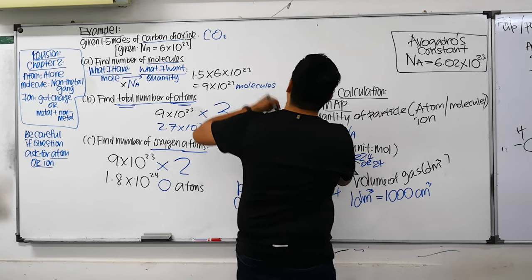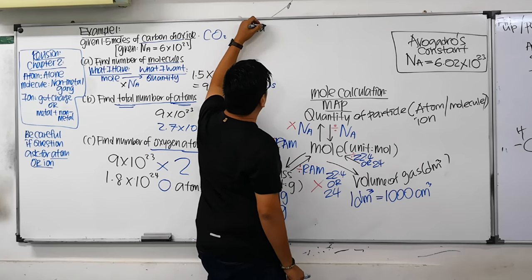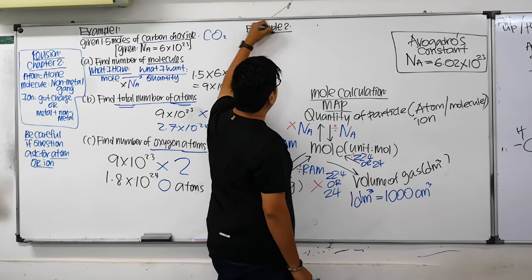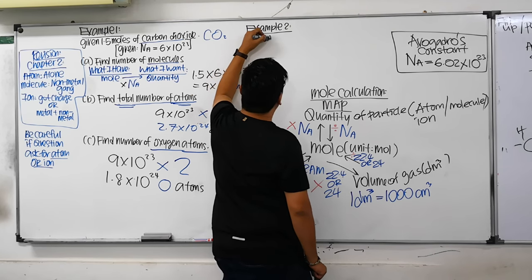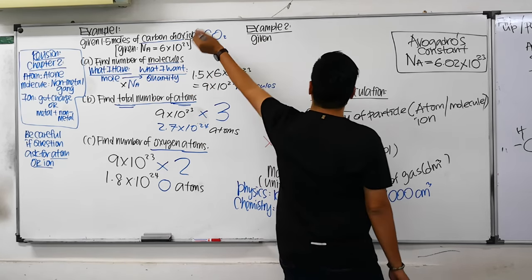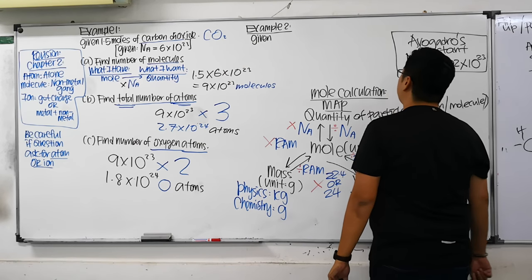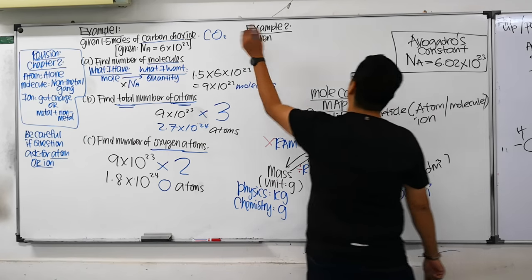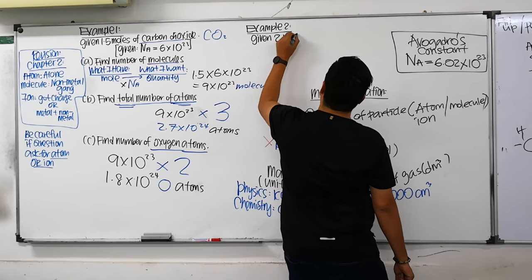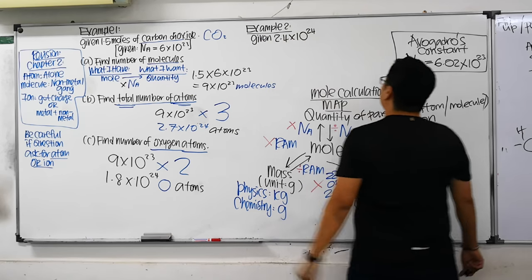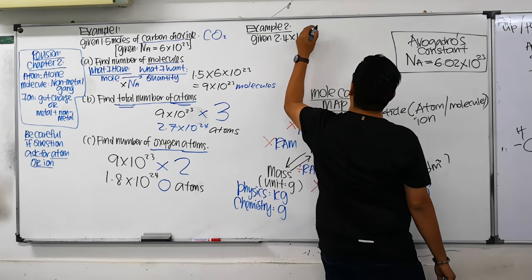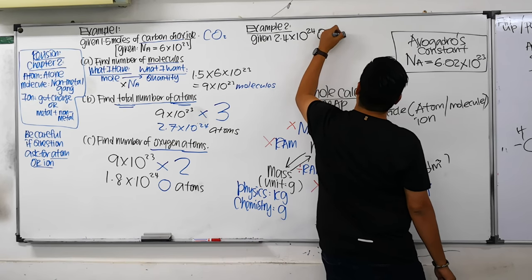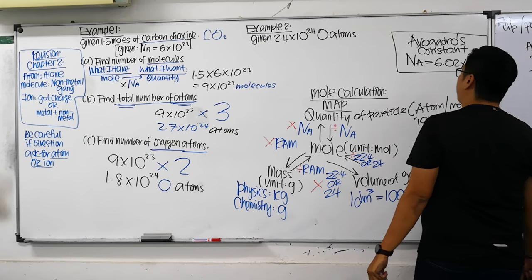Okay, so this is example number 2. Now, be very, very careful. Let me settle this whole thing. You guys are given, let me put some number to help you here, 2.4 times 10 power 24 oxygen atoms. You have 2.4 times 10 power 24 oxygen atoms.